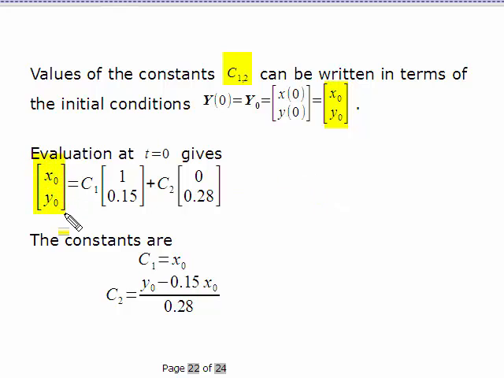Equating these two terms, here's y at 0. This is from the solution we just derived. Of course, all the sine terms nicely go away when t is 0. And we end up with the constants. C1 is x naught, C2 is y naught minus alpha times x naught over omega. If you recall from the harmonic oscillator, we had similar results. Well, actually identical results.